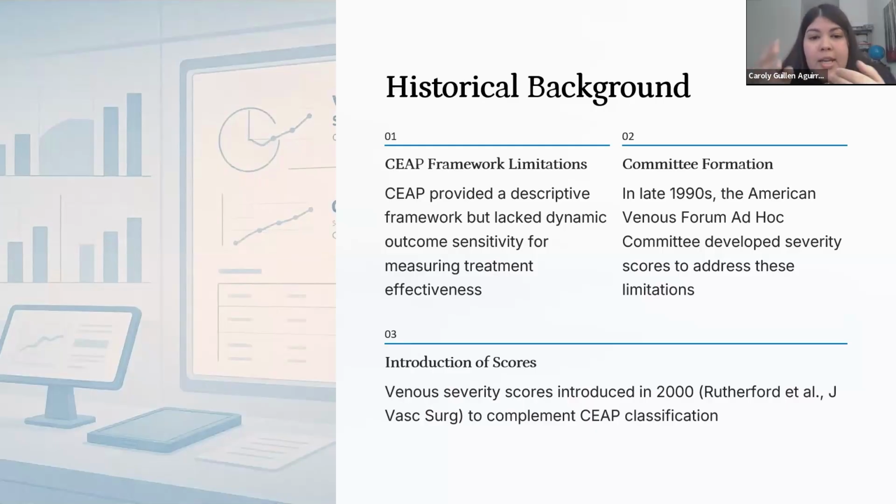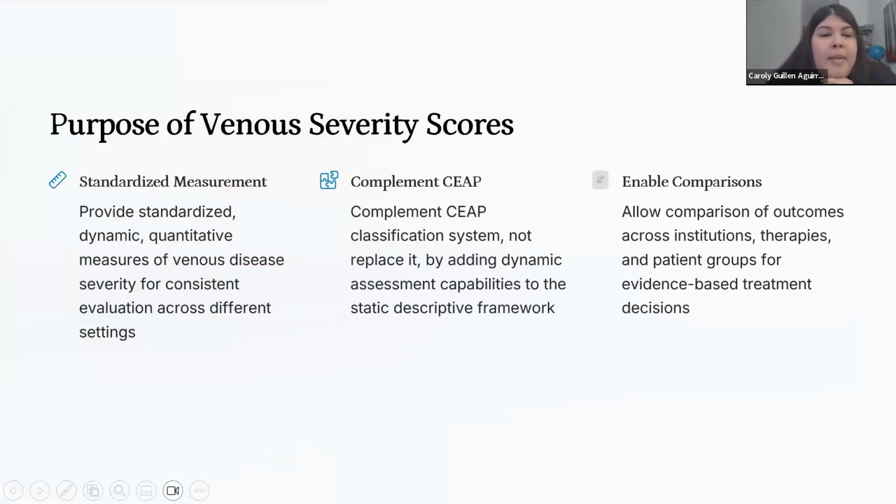So as I mentioned here, the C provides a descriptive framework, but lacks dynamic outcome sensitivity for measuring treatment effectiveness. And in the late 1990s, the American Venous Forum and its committee developed the severity score to address these limitations. The purpose of the venous severity scores is to provide standardized dynamic quantitative measures of venous disease to complement CEAP classification, not to replace it, by adding dynamic assessment capabilities to the static descriptive framework and to allow comparison of outcomes across institutions, therapies, and patient groups.